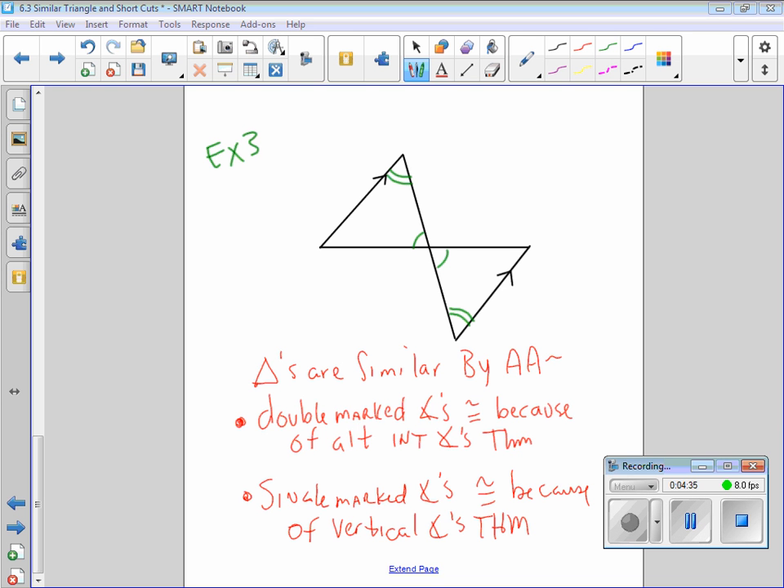All right, so I just kind of wrote it up in words since I didn't have letters. Triangles are similar by AA similarity. Double marked angles are congruent because of the alternate interior angles theorem. And then the single marked angles are congruent because of the vertical angles theorem. And certainly this other pair of angles are congruent because of alternate interior angles. But really just finding two is enough.